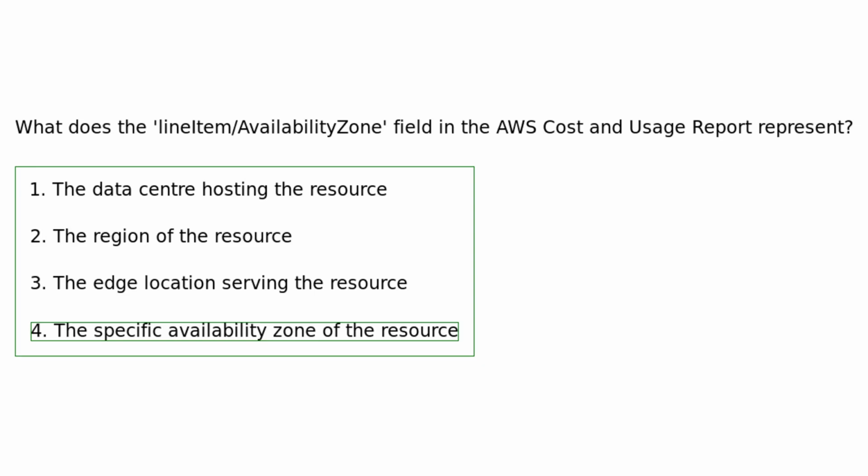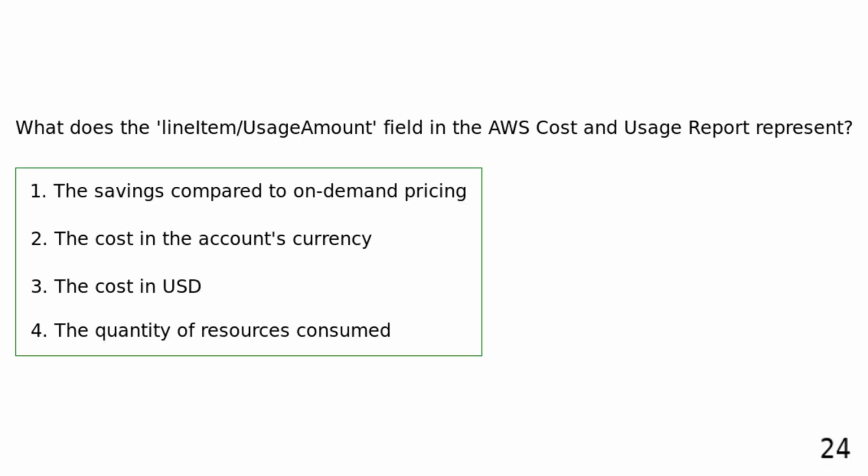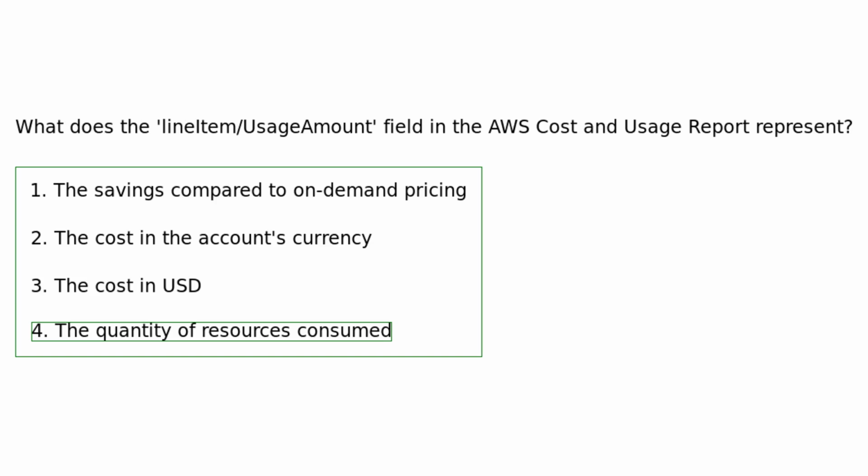high availability setups. What does the line item/usage amount field in the AWS cost and usage report represent? The savings compared to on-demand pricing. The cost in the account's currency. The cost in USD. The quantity of resources consumed. The line item/usage amount field shows the actual quantity of a resource consumed, like GB for storage or hours for compute, helping to understand resource utilization.